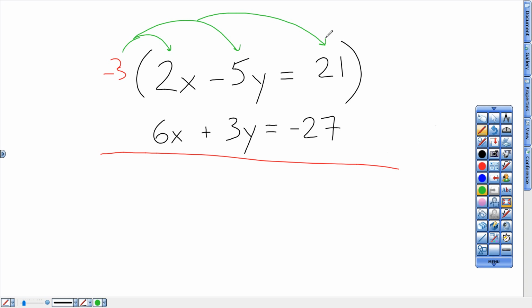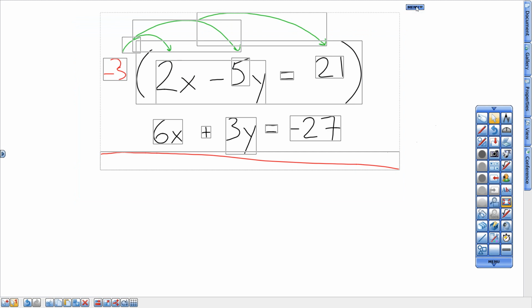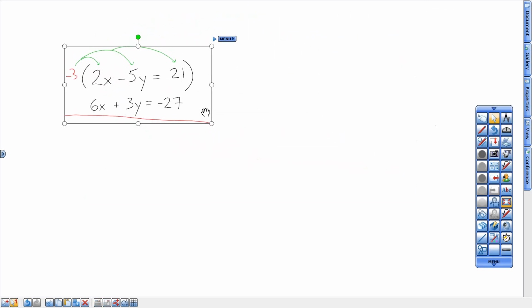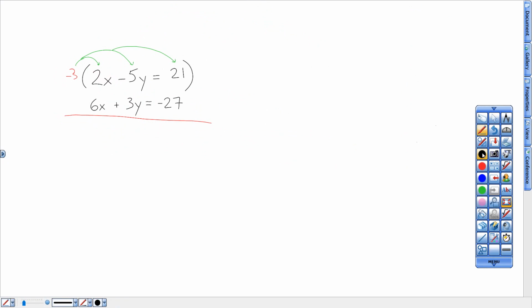So again, distribute, and please on these, take the time to rewrite everything after you've distributed it. So after I distribute, that top row isn't the same anymore. It's going to look different, but still equivalent. It's going to be now -6x plus, I know your negative rules, 15y, and then -3 times 21 gives me -63. My bottom row I leave unchanged.